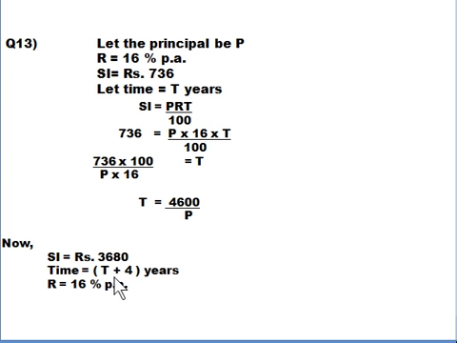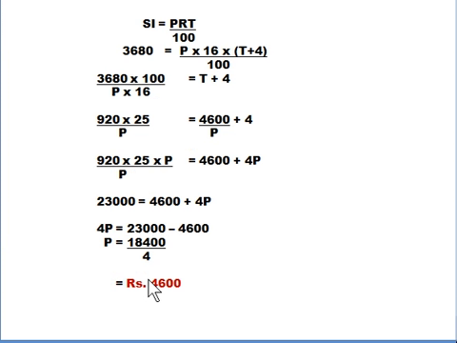Time, like I have already said, becomes T plus 4 years. Here T is nothing but what we have calculated earlier in terms of P. So T is actually equal to 4600 upon P, which we are going to substitute in the equation form. Rate is still the same, it is 16% per annum. So let us proceed further.